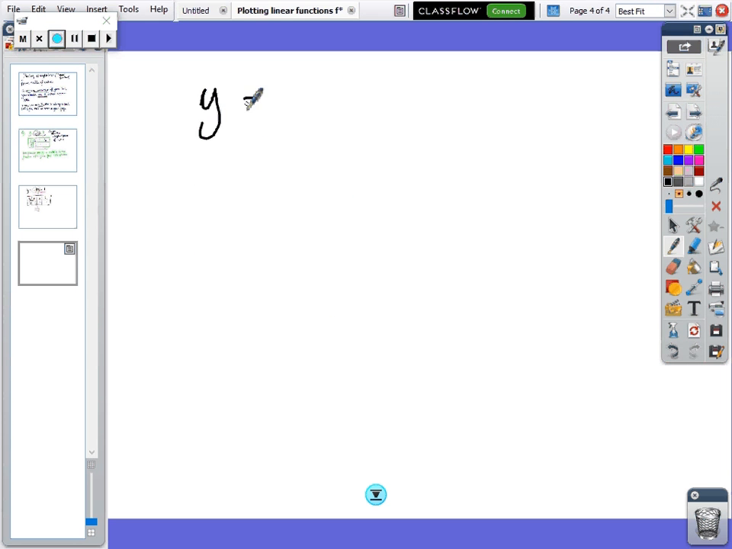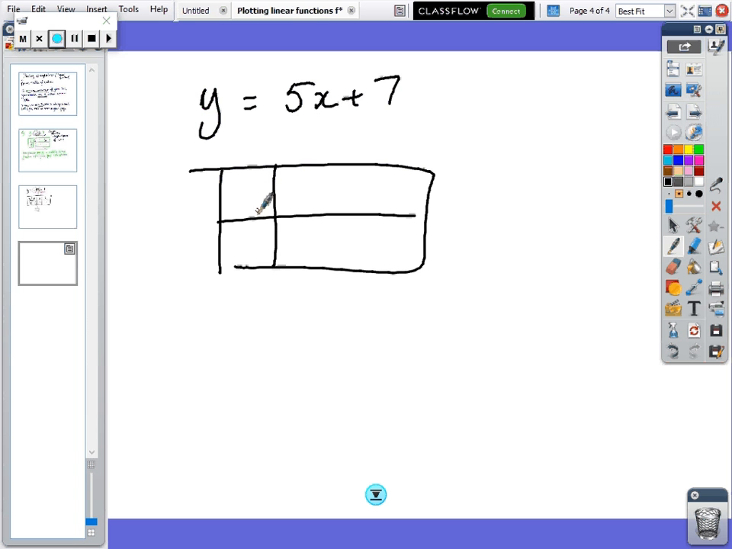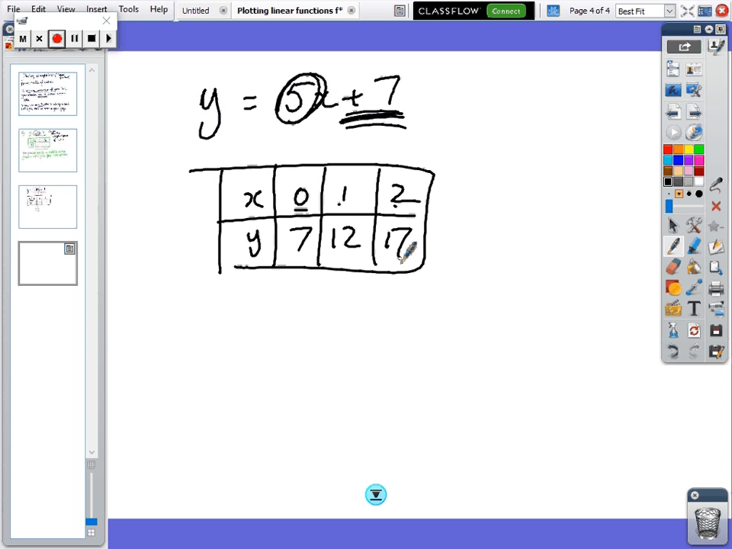So we've got y equals 5x plus 7. x, y, 0, 1, 2. For the 0 value, you just use the 7. And then for the 1 and the 2, we're going to go up in 5s. So it's 12 and 17, and we're done.